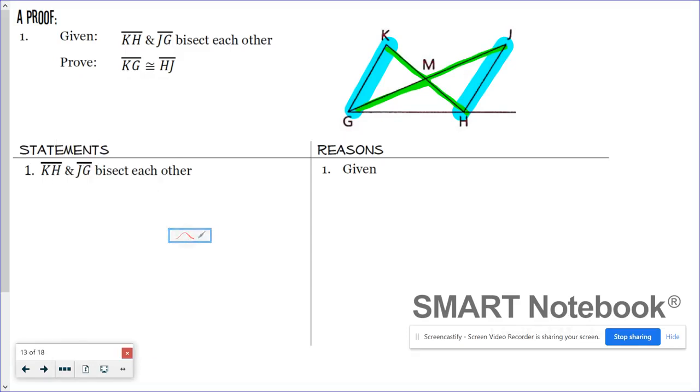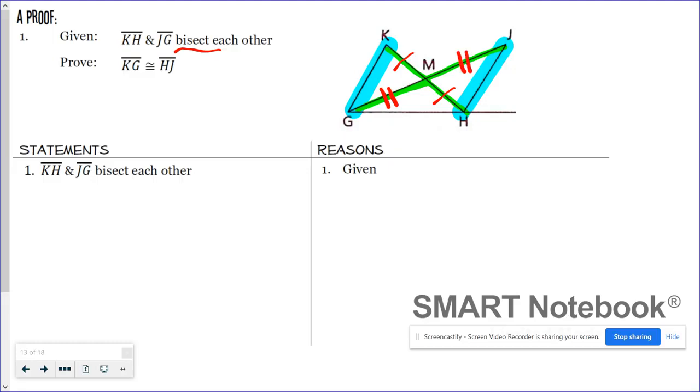So we start with our given information. We've only been given one thing, we write it down. It's a vocabulary given, so we have to draw a conclusion. Now they say that these two segments bisect each other. So what can we conclude? Yeah, we can conclude that the segment KM is congruent to HM and that GM is congruent to JM.